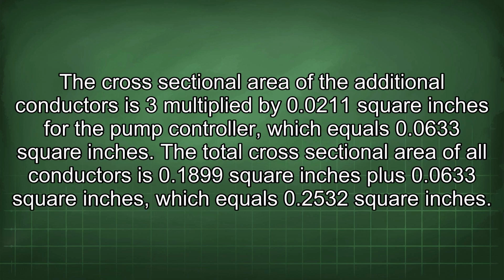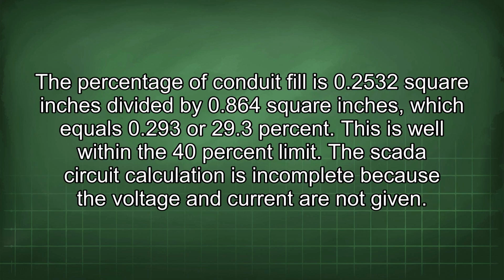The cross-sectional area of the additional conductors is 3 multiplied by 0.211 square inches for the pump controller, which equals 0.633 square inches. The total cross-sectional area of all conductors is 0.1899 square inches plus 0.633 square inches, which equals 0.2532 square inches. The percentage of conduit fill is 0.2532 square inches divided by 0.864 square inches, which equals 0.293 or 29.3%. This is well within the 40% limit.